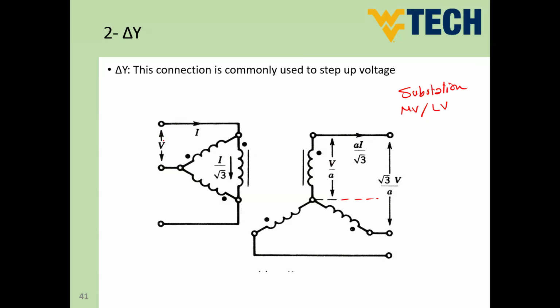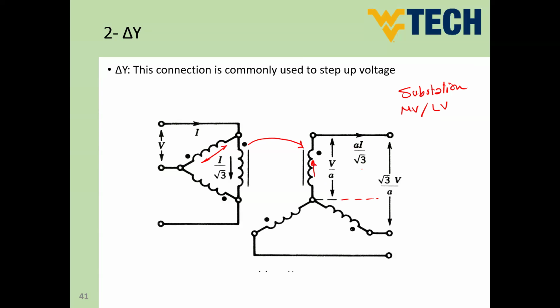In terms of the turns ratio, let's investigate this together. So if this is the V line to line, it's going to be the same across the phase. So if we assume that the line current is I, the phase current is going to be I divided by root 3, and the current will be transferred by the turns ratio. So we expect the current here to be A times I divided by root 3, which is the phase current here. And since the line current is the same as the phase current in the Y connection, this is going to be the output current here. So the output current here is A times I divided by root 3.